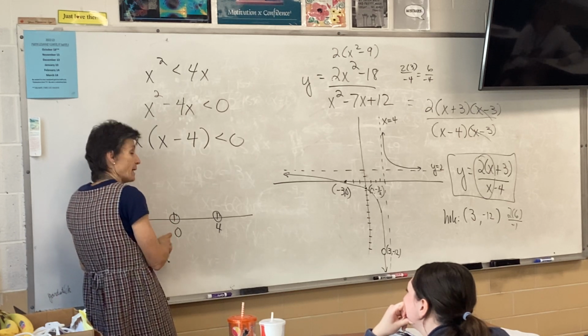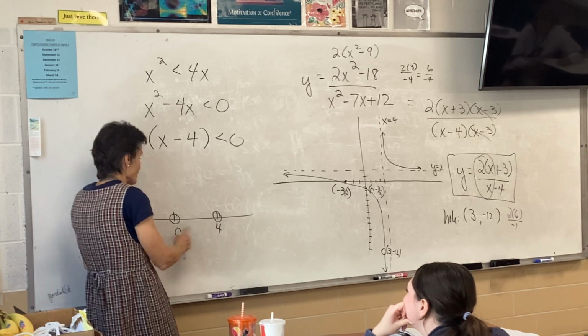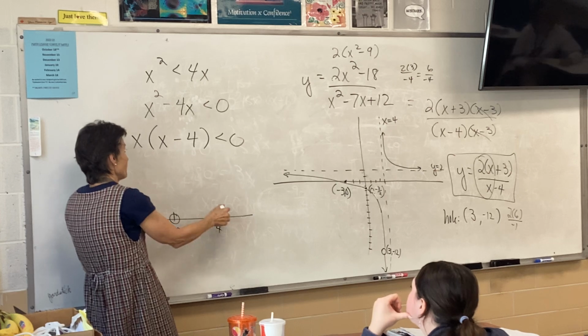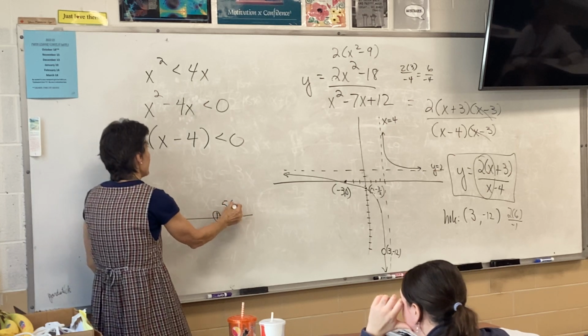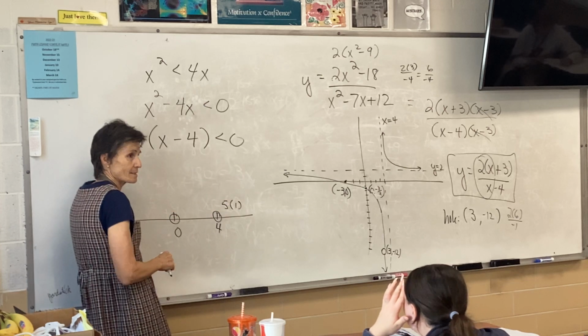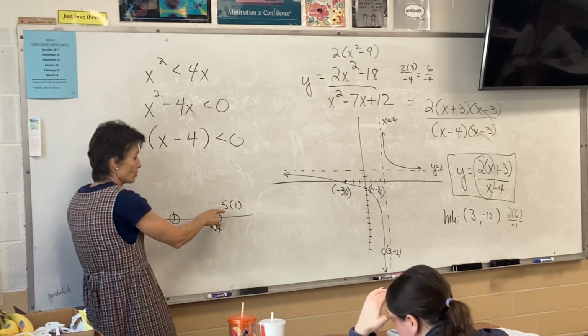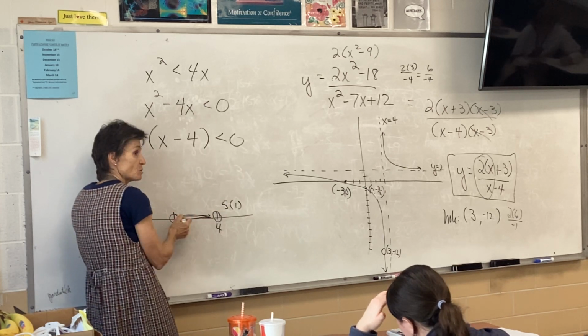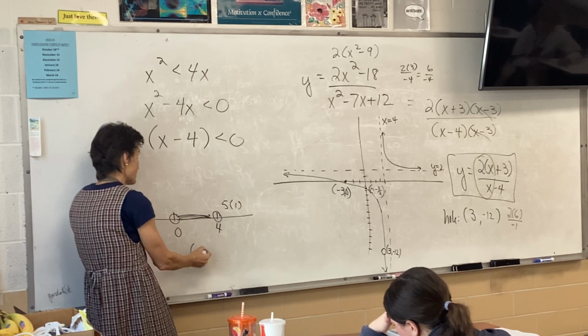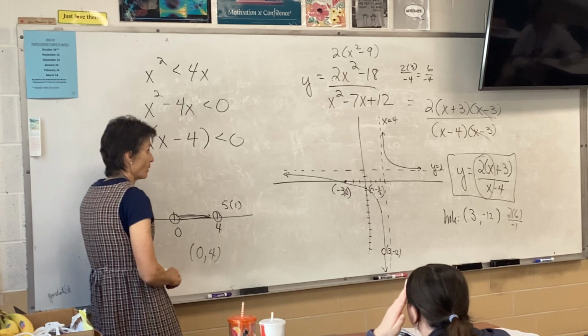Gotta pick a number, and I like to pick 0, but I can't this time, so I gotta pick something else. 1, 5. If I put in 5, I get 5 times 1. Is 5 times 1 less than 0? No. Don't shade it, which means I do shade this one, and don't shade that one. So my answer is parentheses 0 to 4.